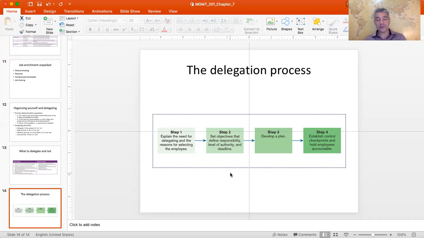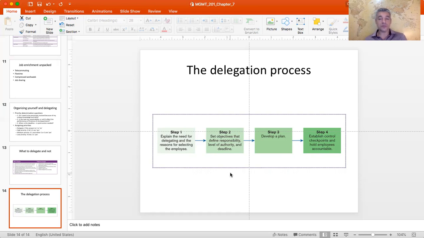Step three, you help that individual develop a plan. If this is a novel task for the person, a plan has to be in place so that everybody is on the same page. Basically, there's no uncertainty and there's a clear process for communication in case your input is needed. And then step four, you have to establish control checkpoints and hold an employee accountable.